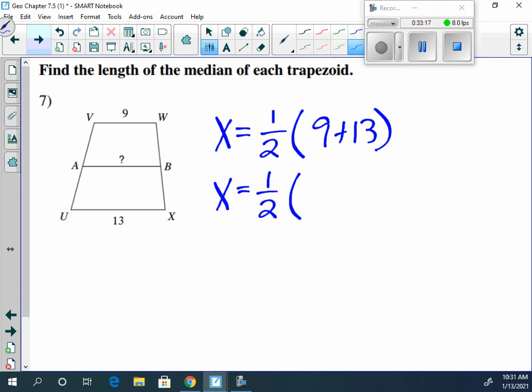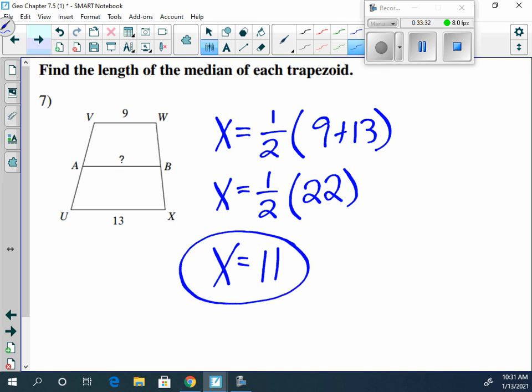Well, 9 plus 13 would give us 22. And 1/2 times 22, or 22 divided by 2, would give us 11. So the length of the mid-segment for this here is 11. Questions on this here? We like this here so far?